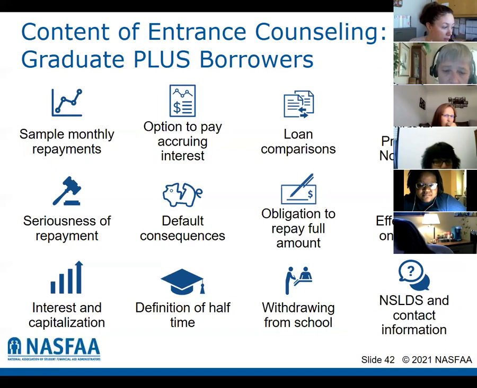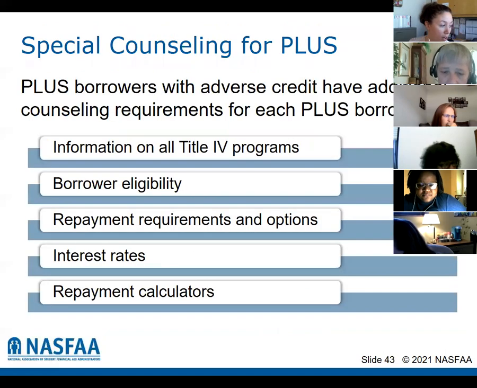With grad students, they're basically getting a lot of the same information, but they are getting additional information about their prior loan borrowing, which is sometimes helpful because it helps them understand where they already are with how many loans they already have.